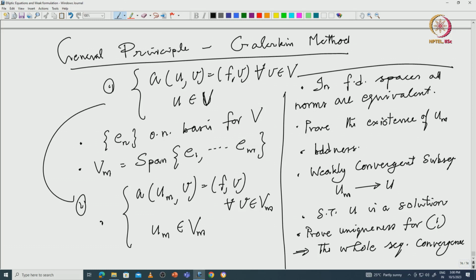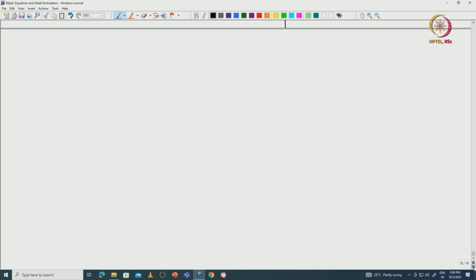So how do you do this for getting the sequence here? It is a finite dimensional problem, so you can represent it, because it is finite dimensional, you can identify Vm basically with R^m.